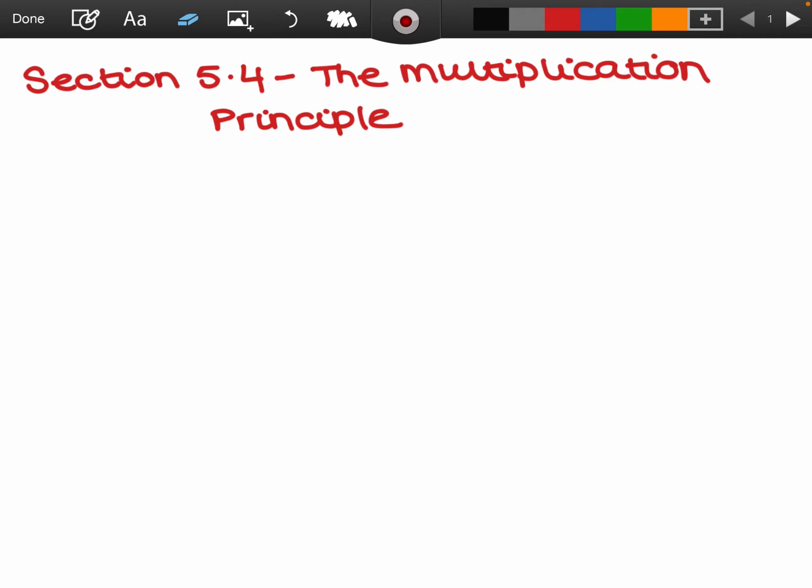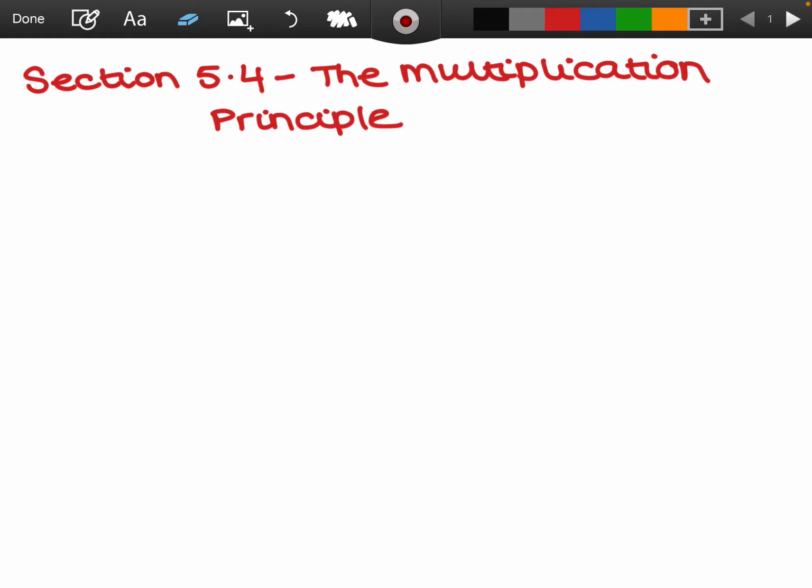In today's video, we're going to look at section 5.4, which looks at the multiplication principle. This basically looks at counting the number of ways that something can be done. For every example that we're going to look at here, the tasks are split into different sections. So there will be a number of ways to complete the first task, a number of ways to complete the second task, etc.